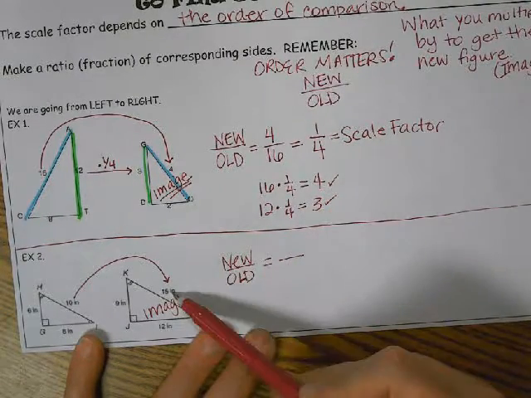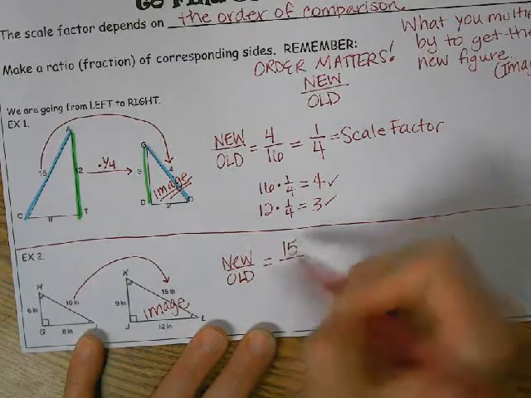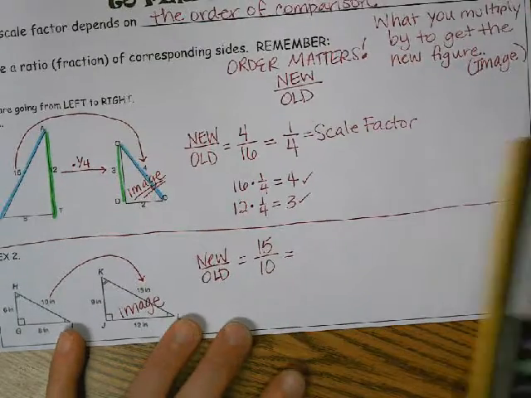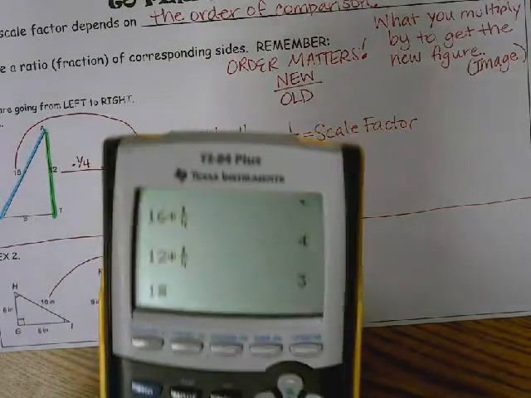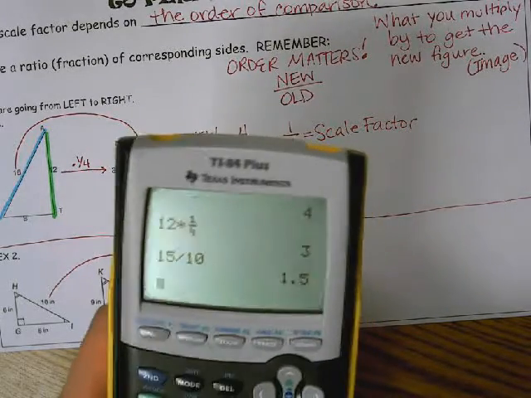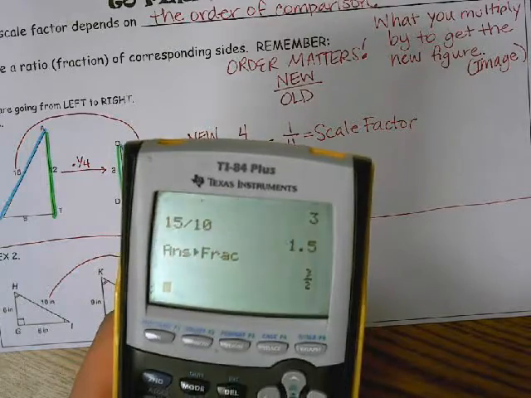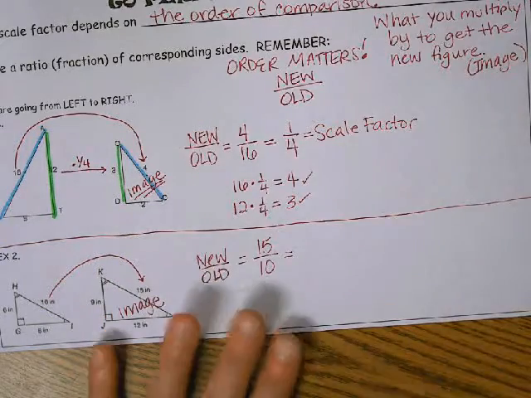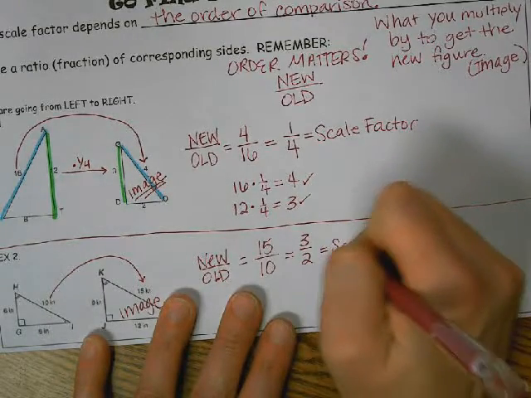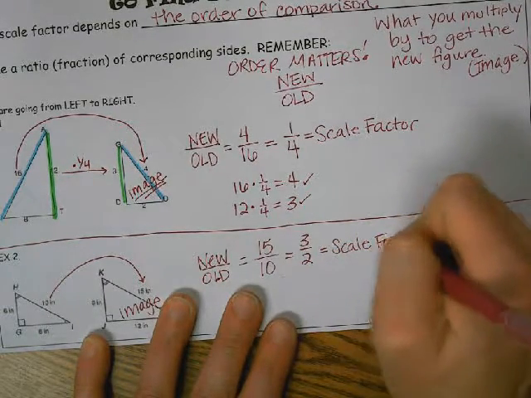So how long is the new one? 15. And what about the old one? 10. And then how do I simplify that? You go to your calculator, 15 divided by 10, enter, and then you push math, enter, enter, and you get 3 over 2. So my scale factor is 3 over 2.